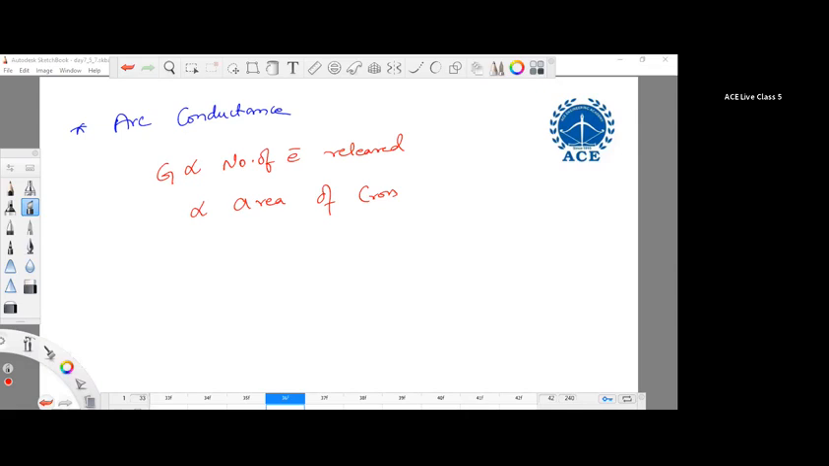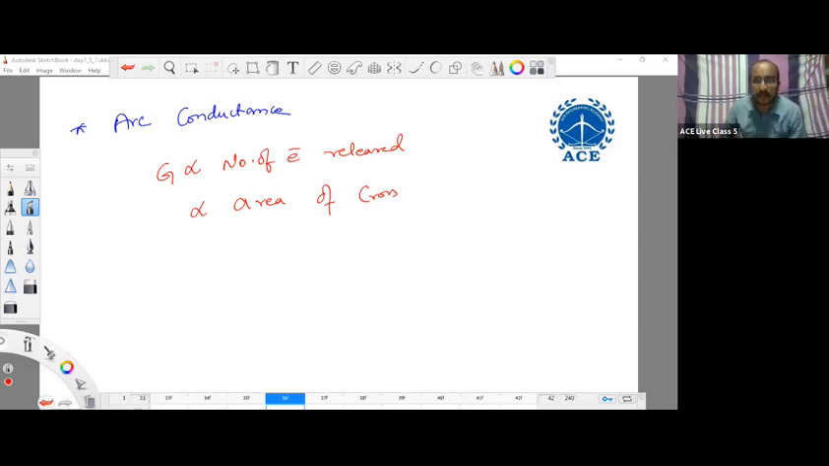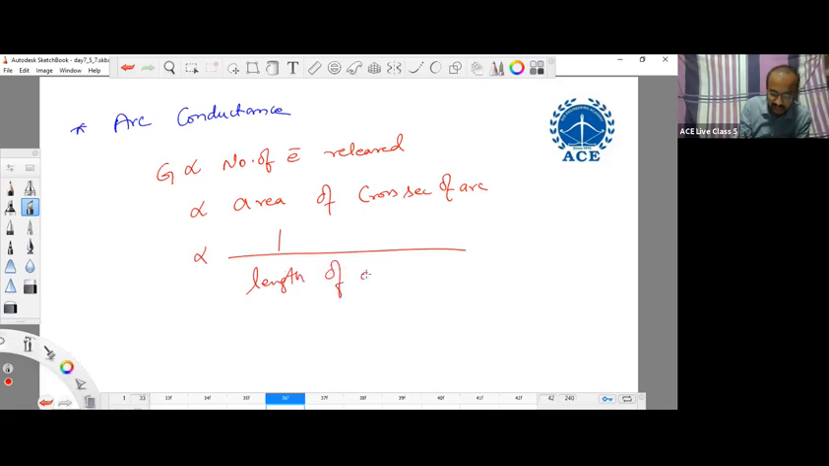So arc conductance is directly proportional to the number of electrons released, directly proportional to the area of cross section of the arc, and inversely proportional to the length of the arc. There was one objective asked in a previous IES examination. Arc conductance is directly proportional to: option A, the number of electrons released due to ionization; the area of cross section of the arc; third option, inversely proportional to the length of the arc; fourth option, all the above. All the above is the correct option here.